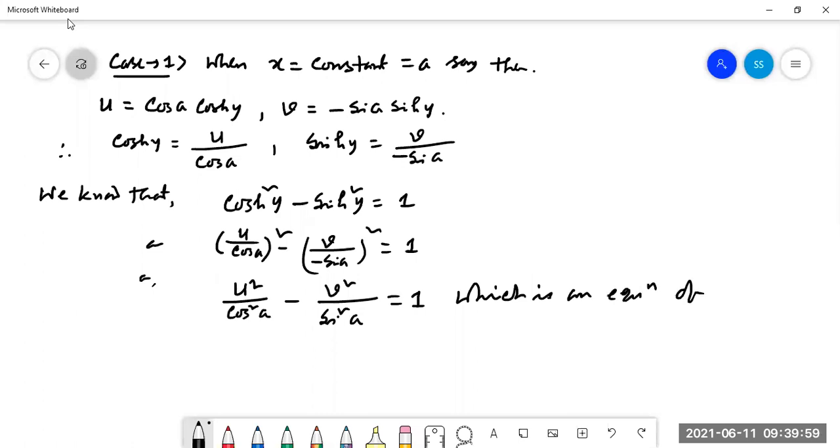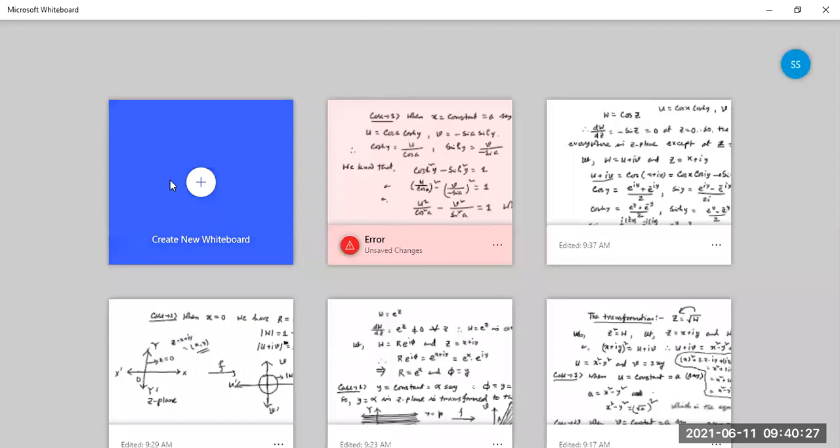Whose equation is this? Hyperbola, na? That is the equation of a hyperbola. So x equal to a was a straight line in the z plane. After transformation, it is coming into the w plane as a hyperbola. Is it clear? Here we have taken that it is x equal to constant. Now we take the second case, when y equal to constant.